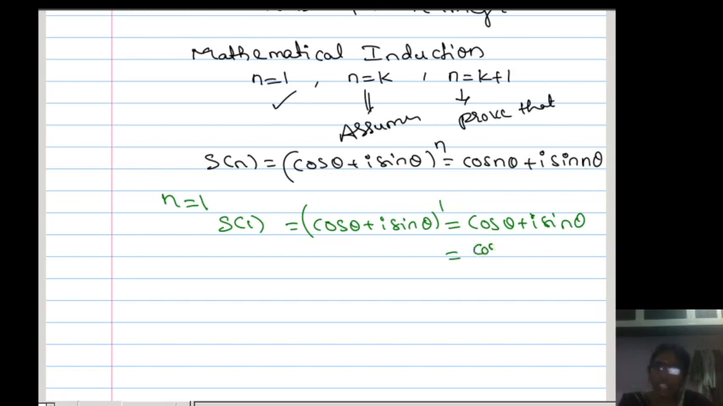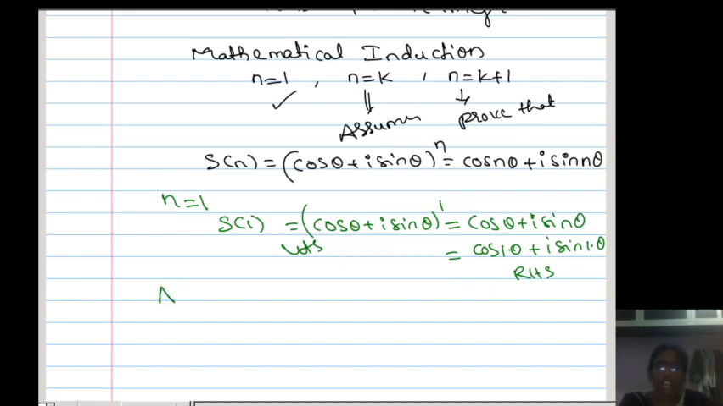This is also written as cos 1 into theta plus i sin 1 into theta. Both are the same. So cos 1 into theta is cos theta, and sin 1 into theta is sin theta. Both are the same. So this is LHS: (cos theta plus i sin theta) whole power 1 is equal to cos of 1 theta plus i sin 1 theta, which is RHS. So this relation is true in the case of n equal to 1.